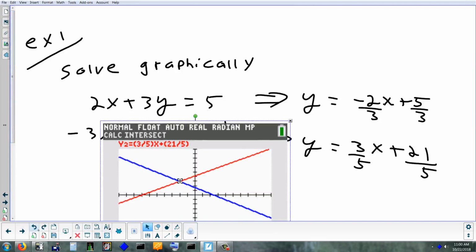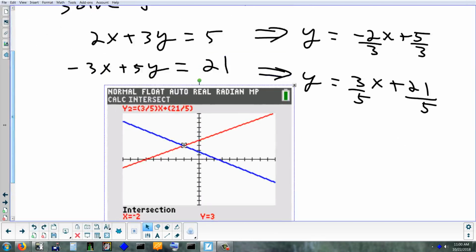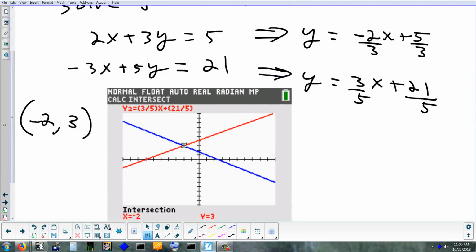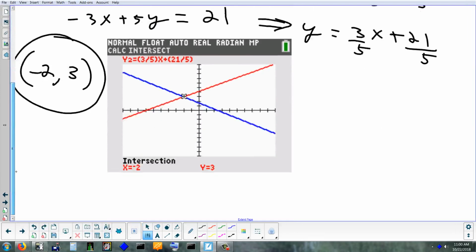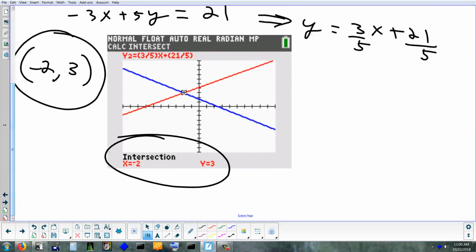Oops. So for kind of a messy equation, the answer actually came out kind of nice. So the answer is negative 2, comma 3. If you don't want to write your answer as a coordinate, you can write it exactly the way the calculator does right there. That's fine too. X equals negative 2, y equals 3. But understand it is a coordinate. Any question on that?